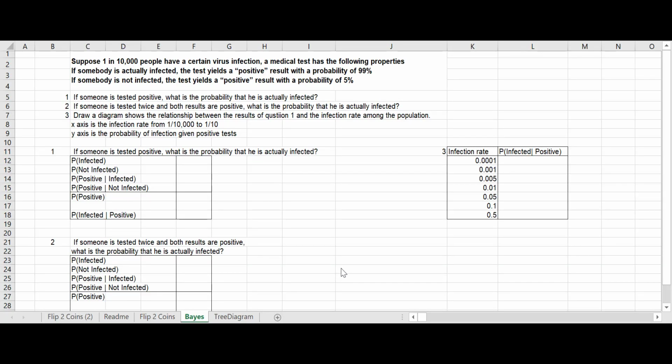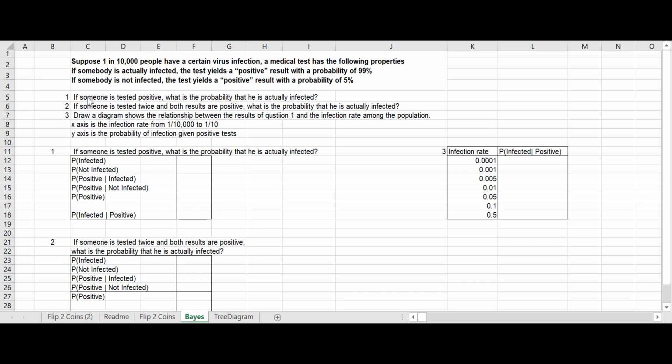Okay, the second part of the lab is Bayes application. So we talk about the example in classroom. The data is a little bit different. Suppose 1 in 10,000 people have a certain virus infection. A medical test has the following properties. If somebody is actually infected, the test yields a positive result with probability 99%. If he's not infected, the test comes back positive with a probability of 5%. That's the false positive.